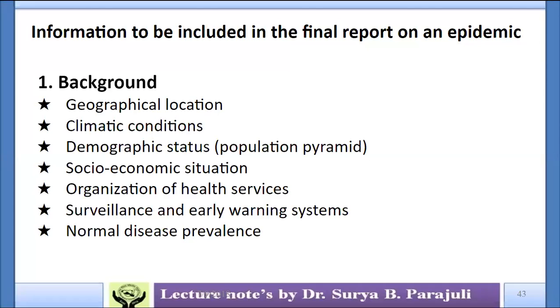Then surveillance and warning systems. What are the different warning systems? We have EWARS, the early warning and reporting system, in our hospital. What is the normal disease pattern? We can access our HMIS data, health management information system data, from health posts, from PSC, or from the district, and try to correlate it with the existence of an epidemic. That is called verification of diagnosis and confirmation of epidemic. So we need to include this under this section.